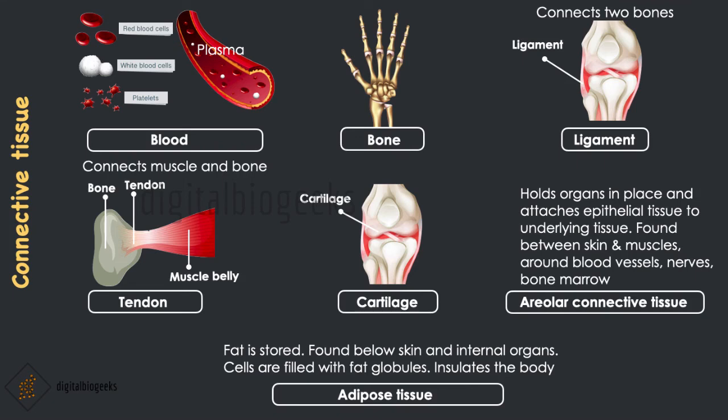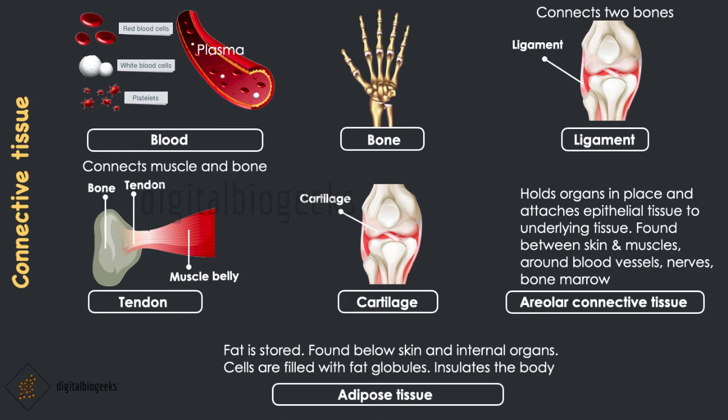Next is areolar connective tissue. It is found between skin and muscles, around blood vessels, nerves and in bone marrow. It supports the internal organs and helps in repair of tissues.